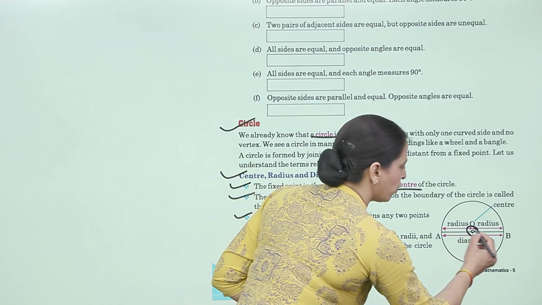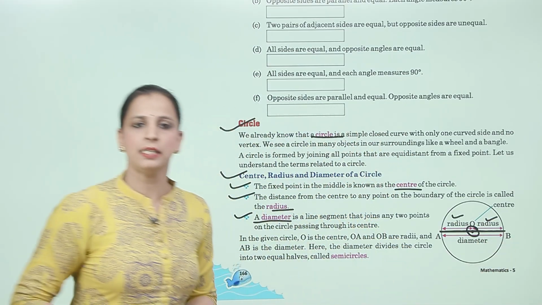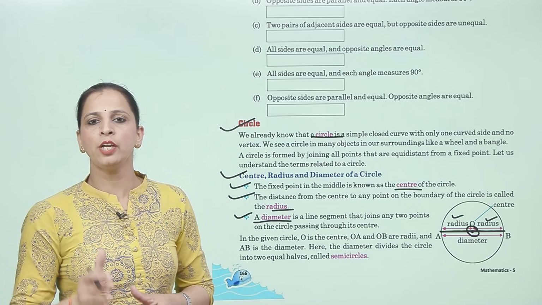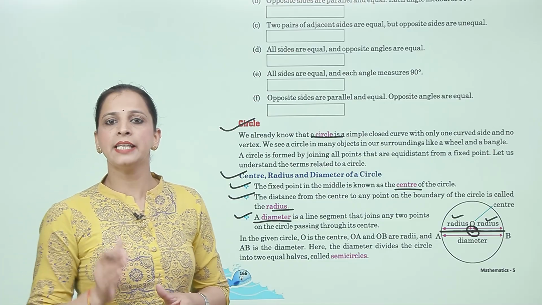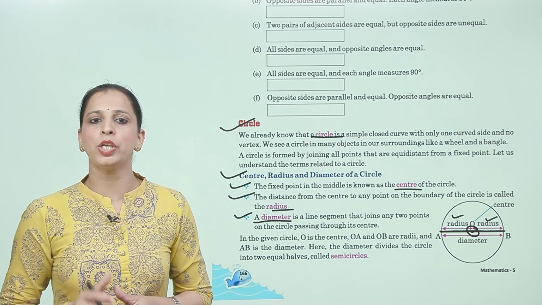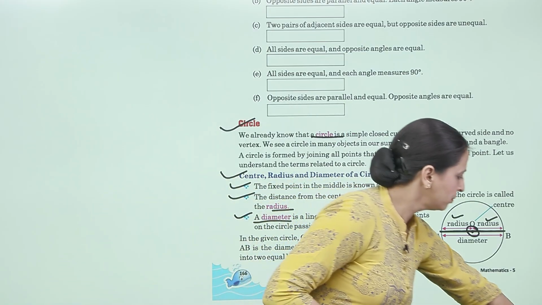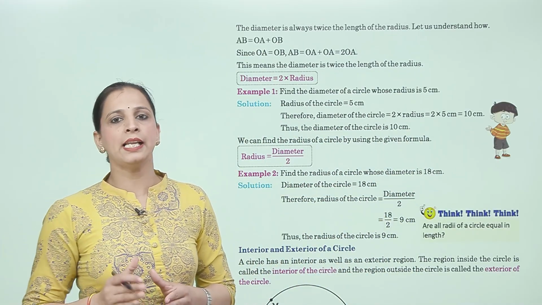So, from this is the radius, and from A to B it is a diameter. In the given circle, O is the center, OA and OB are radii, and AB is the diameter. Here the diameter divides the circle into two equal halves called semicircles. The diameter is always twice the length of the radius.